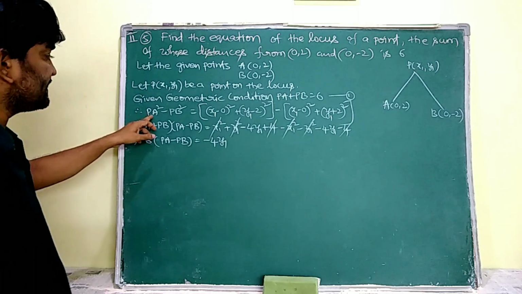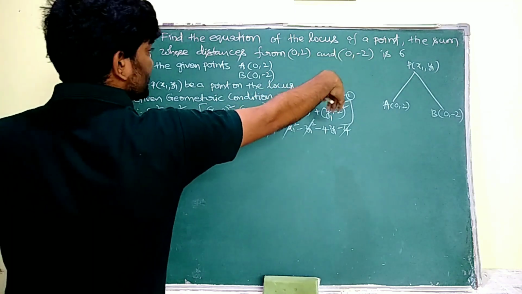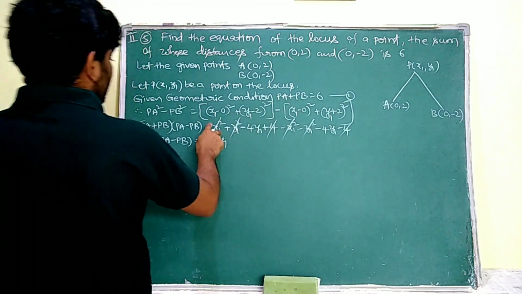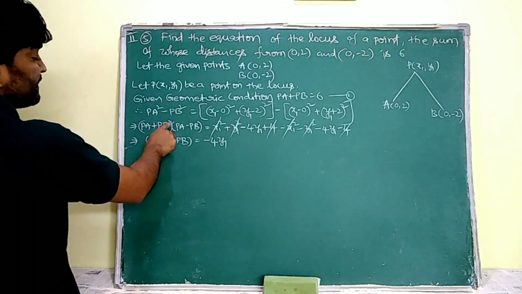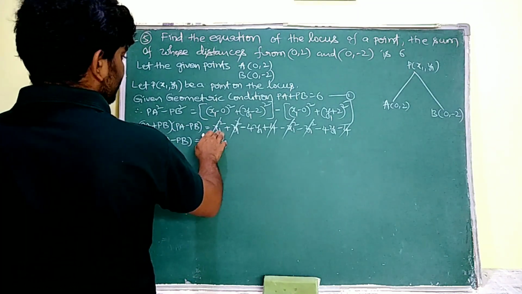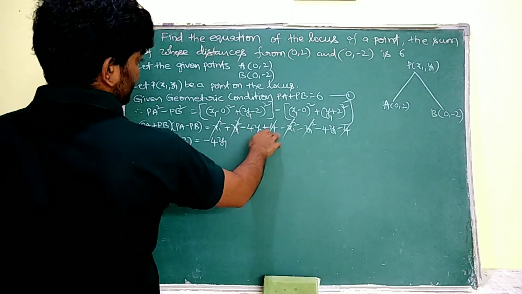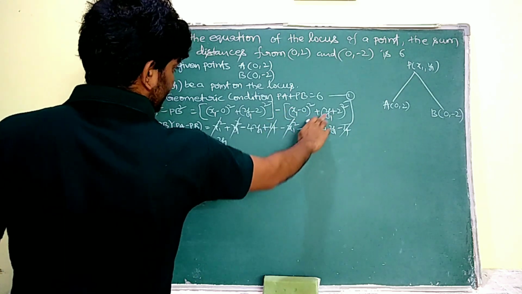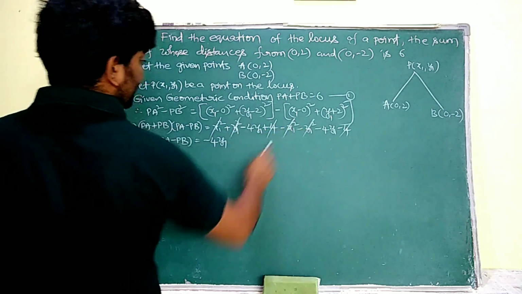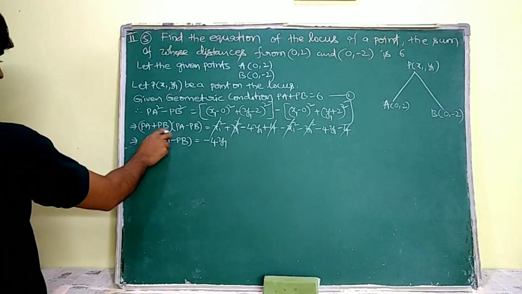As usual, just calculate PA² - PB². PA means the distance between P and A, PB means the distance between P and B, whole squared. So PA² - PB² means (PA + PB)(PA - PB) is equal to, expand it by using the formulas: x1² + y1² - 4y1 + 4 - x1² - y1² - 4y1 - 4. Here x1² + y1² - x1² - y1² are going to be cancelled. This +4 and -4 are going to be cancelled. PA + PB means 6.